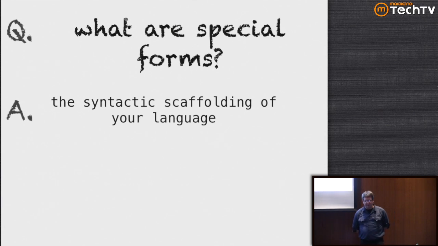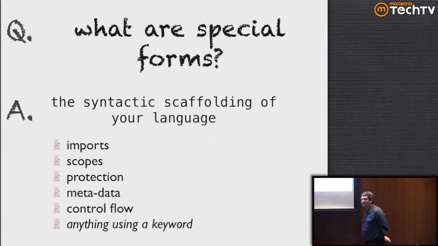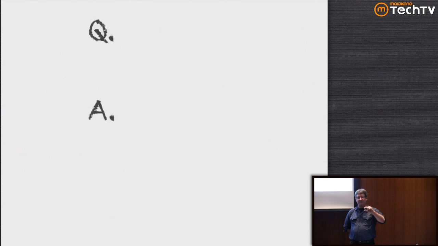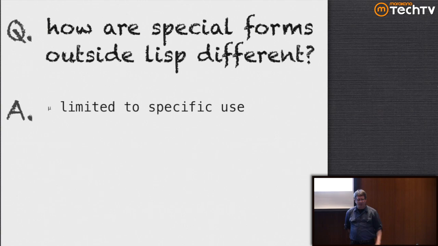And I need to talk a little bit about special forms. Special forms are the syntactic scaffolding for your language. So these are all the keywords that you know from a language like Java. So the if is a special form, and so is while. Import, scopes, protection, control flow, anything using a keyword is a special form. And that's what you do when you learn a new programming language, is you learn the rules for the special forms. When you learn Java, you learn about the if statement, you learn about the Boolean short circuit option, you learn about the else, you learn about the dangling else problem. Those are all characteristics of that if special form in Java.